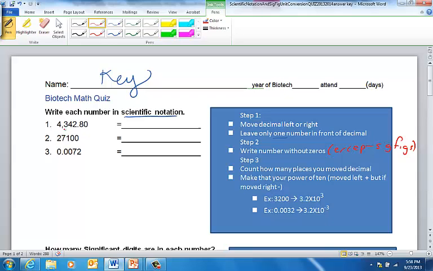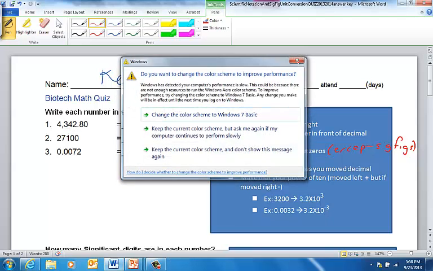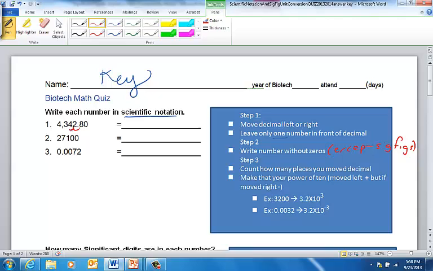Okay, so let's apply this. So we are going to move the decimal 1, 2, 3 places. So now it's between the 4 and the 3. So 4.3428. We need to keep that last 0 because that is a significant figure 0. Okay, and then times 10 to the 1, 2, 3. So that tells us that that's 4,342.80.